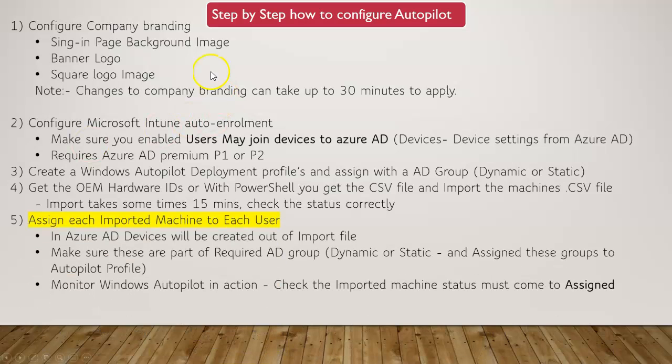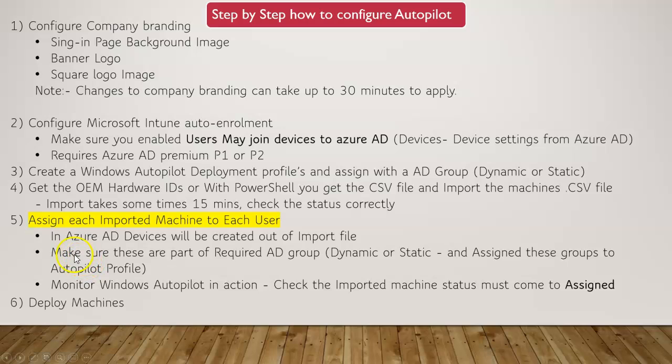So the first step would be to make your company branding enabled. This is a one-time job. Later, we enabled auto enrollment options. We configured that with the P1 or P2 Azure license, and also the auto deployment profile. We created that specific profile and the AD group; I showed you the dynamic mechanism in the previous demo. Now it's time for static, so I'm going to create a static group in the next video. That would be specific to the user-driven mode.